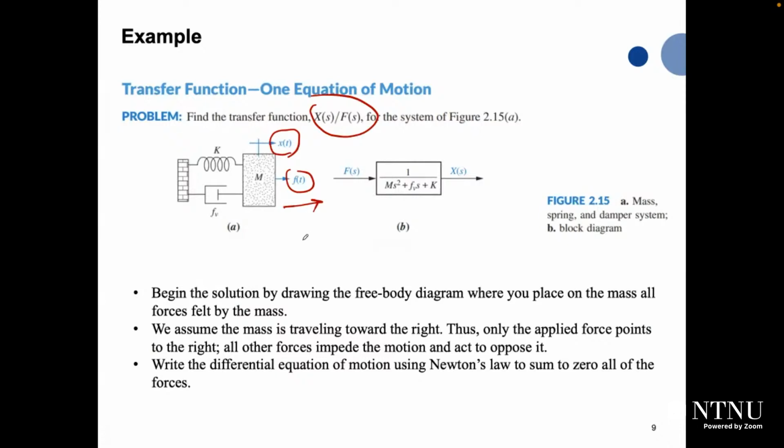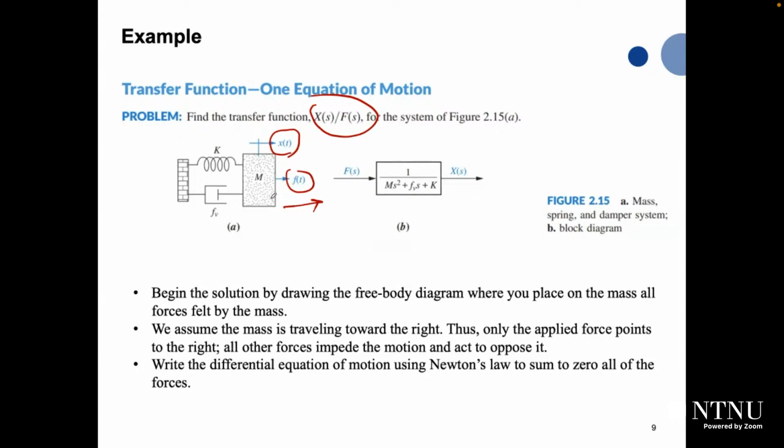Those forces will be the force from the spring. It will be K, the impedance will be K, or K multiplied by distance. And the damper will generate a force. It will be FV multiplied by speed, or you can say that it's FV S X of S. M will also generate a force. This force will be proportional to acceleration, so in S domain it will be M multiplied by S squared X of S.